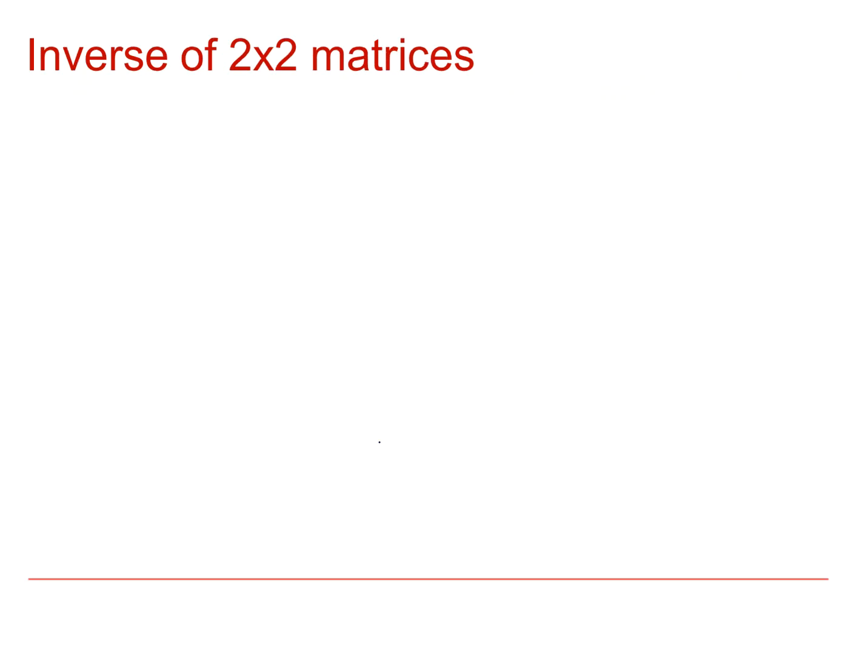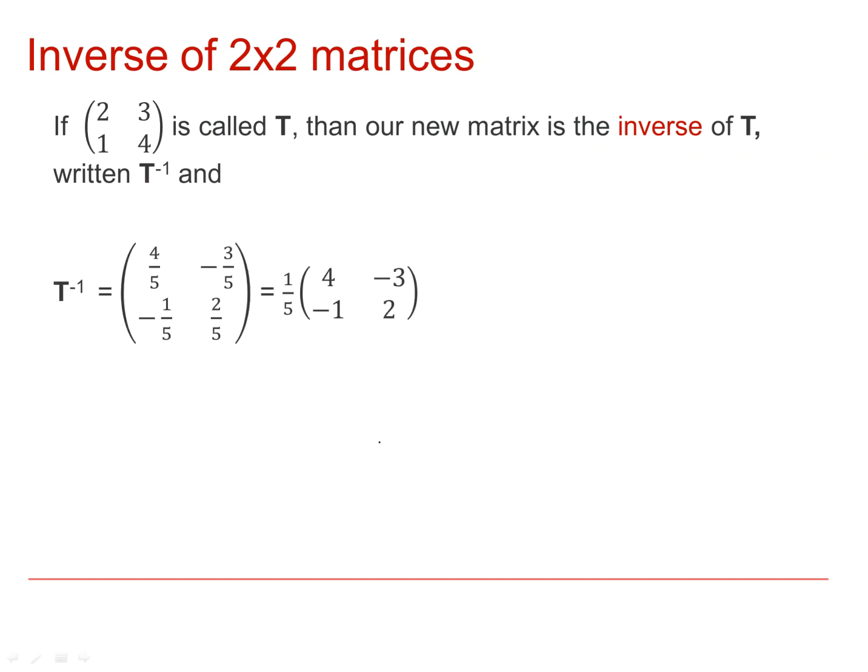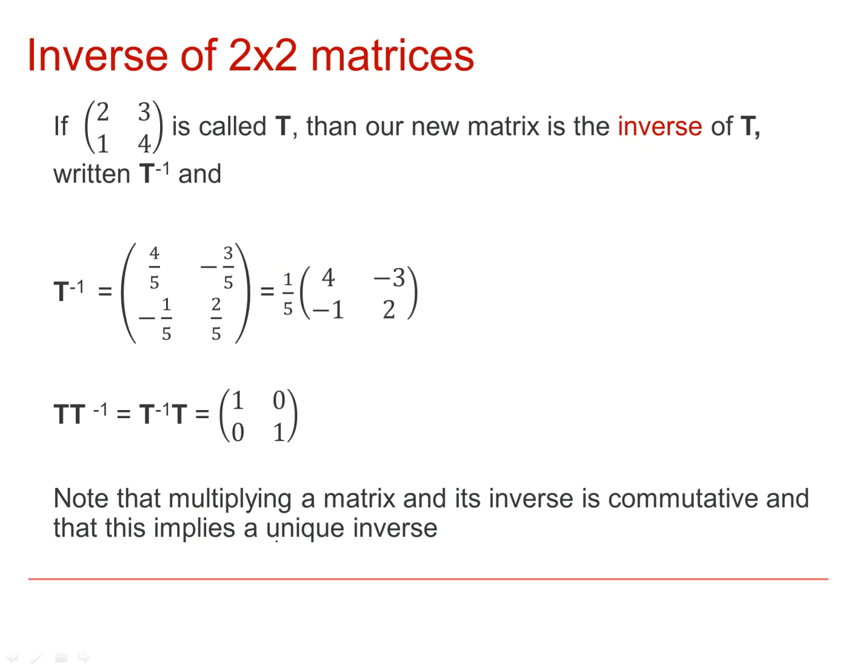Here's some notation and terminology about what we're doing. If our original matrix is called T, then our new matrix is called the inverse of T, and it's written T to the minus 1. So we have this. Here we have that T inverse T is the same as T T inverse in this special case, and it equals 1, 0, 0, 1. This implies that we get a unique inverse. We don't have different inverses for left and right multiplying. And it also means that only square matrices have inverses.